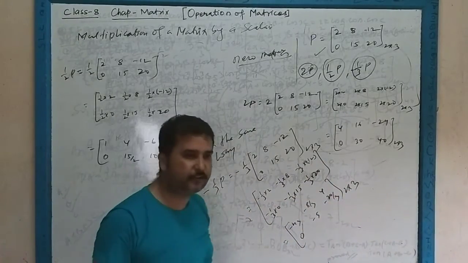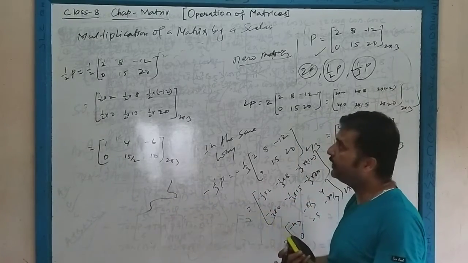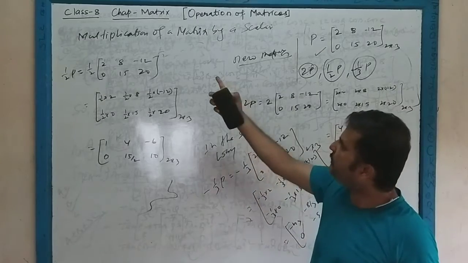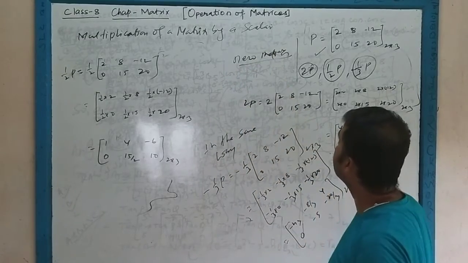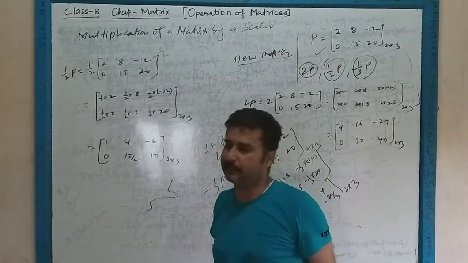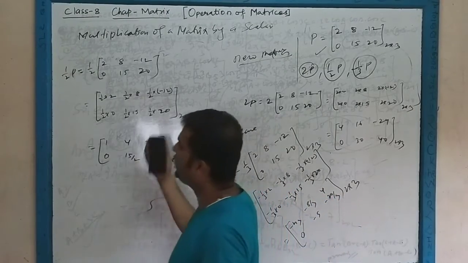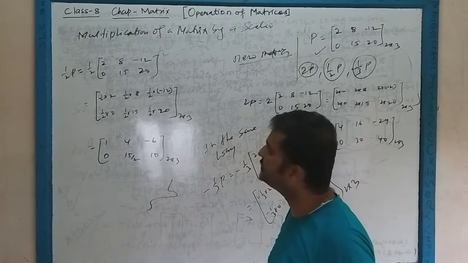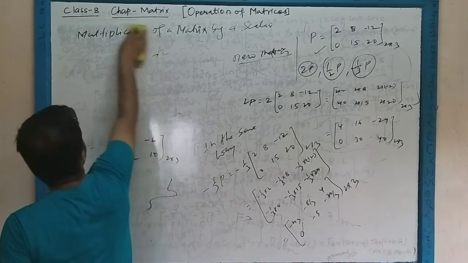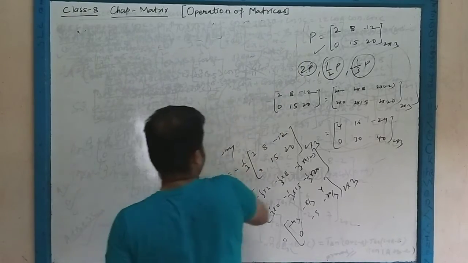There may be a mistake in calculation also, so you check yourself. These are some examples relating to multiplication of a matrix by a scalar. What happens when you multiply any matrix by a scalar? What will be the result? These are the results. So here I have shown some examples of multiplication of a matrix by a scalar. I go for the next topic here.